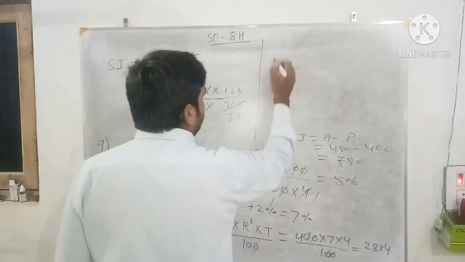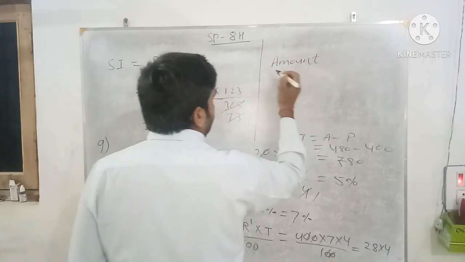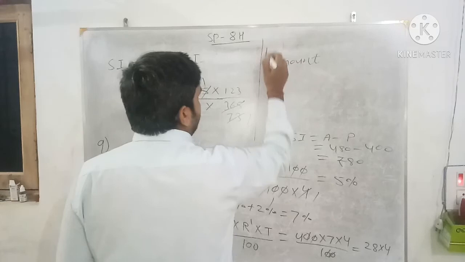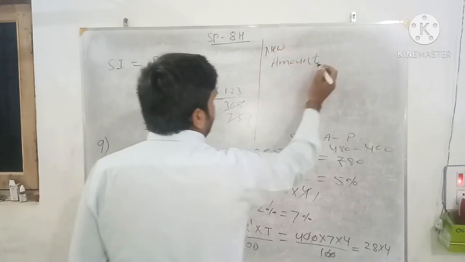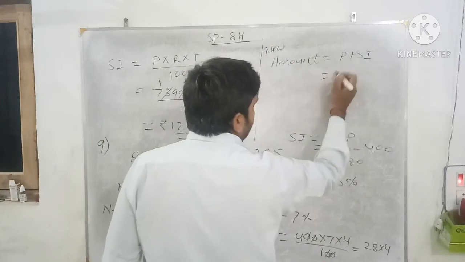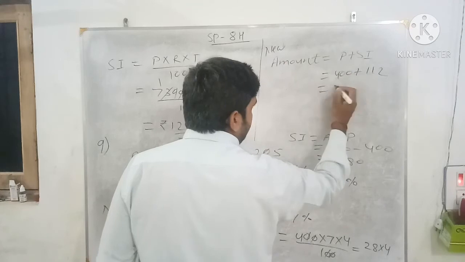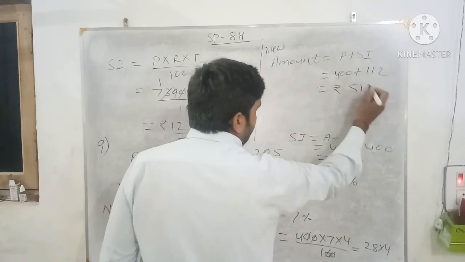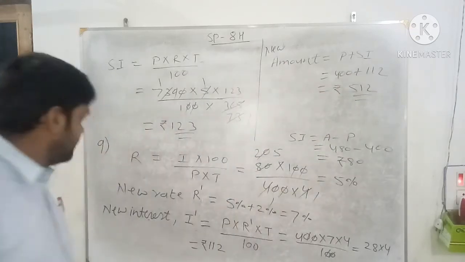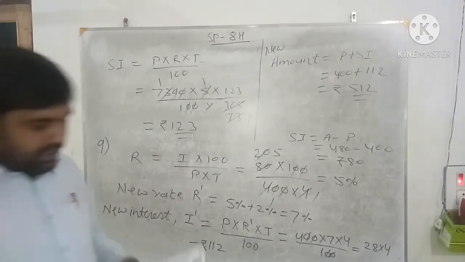Now the new amount equals P plus SI. 400 plus interest 112. That is 512. You got the new amount. Like that you have to solve. Now see the question number 10. Similarly, you can do the question number 10.